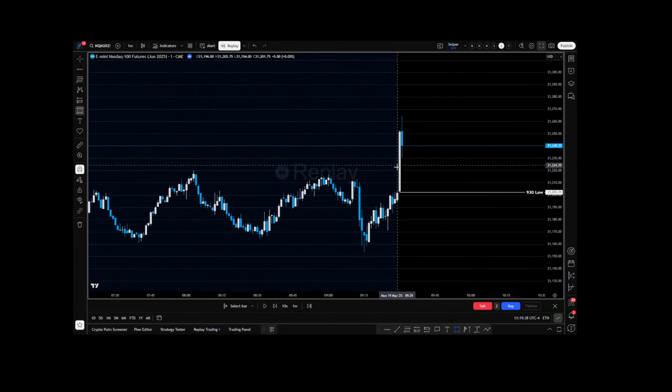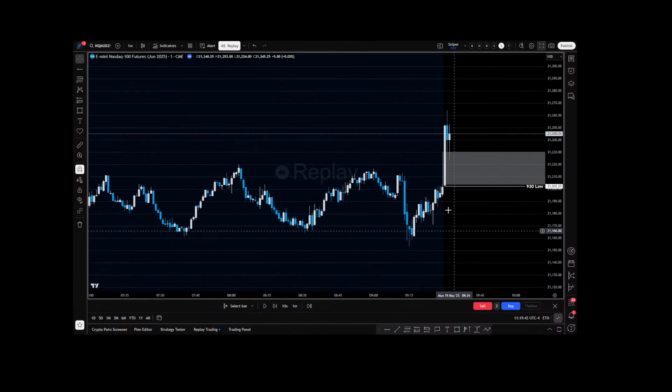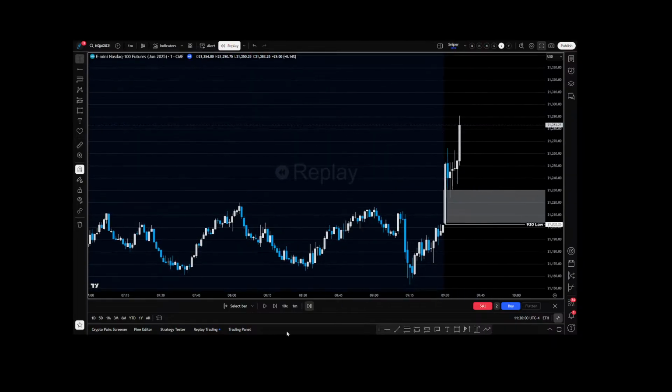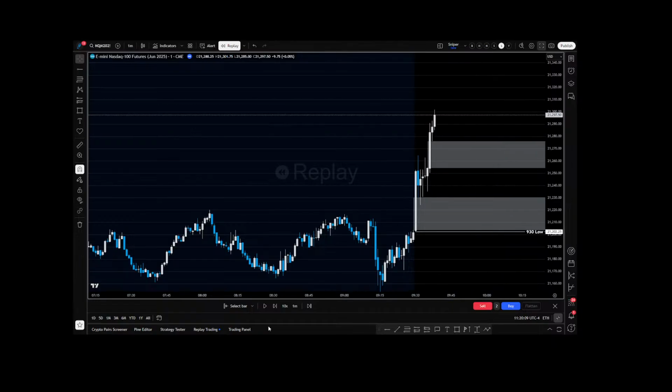Okay, so we see this fair value gap just formed from the open. Mark that out. What happened? We tapped into it, respected it, closed bullish. So this trend is likely to continue. Slowly pushing up. Okay, new high just made. Another 1 minute fair value gap formed.